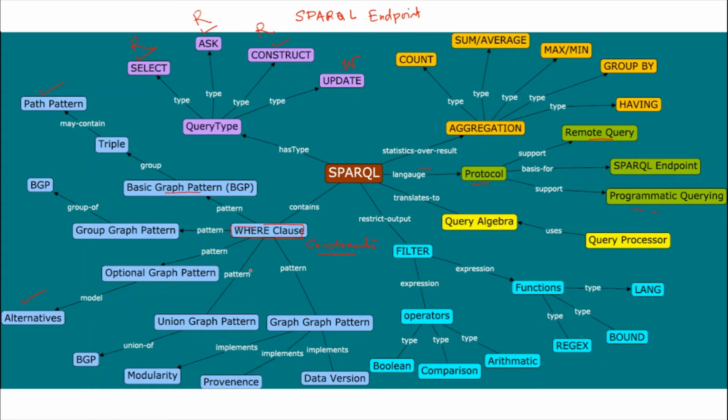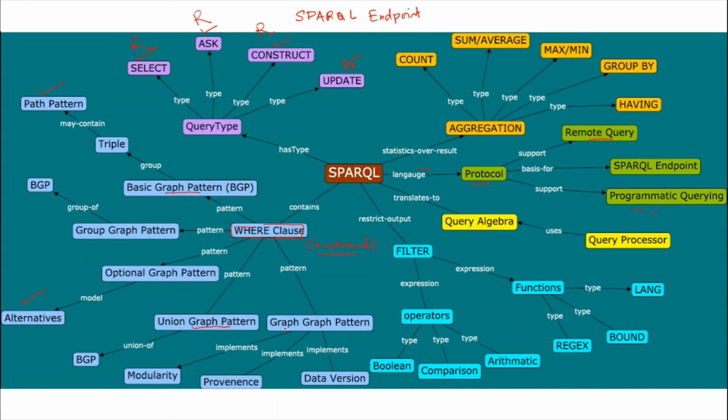They will give you a set of alternatives, right? Or model alternatives. You have something called a union graph pattern, right? By the name you can guess that it is a union of the results that you get out of two graph patterns. It can be a union of two BGPs, or a union of complex graph patterns also.